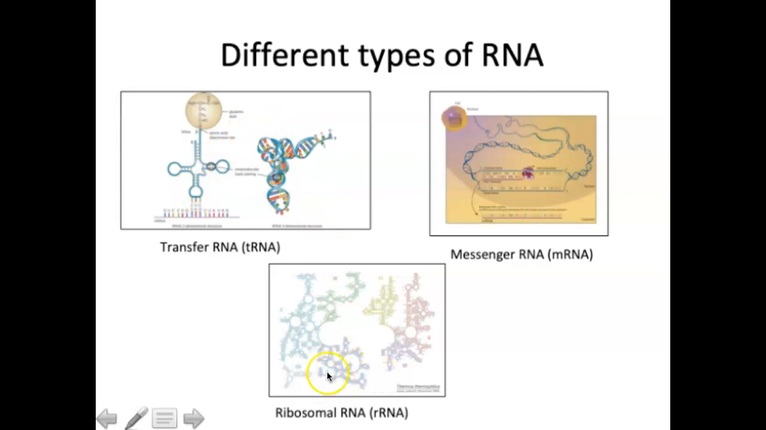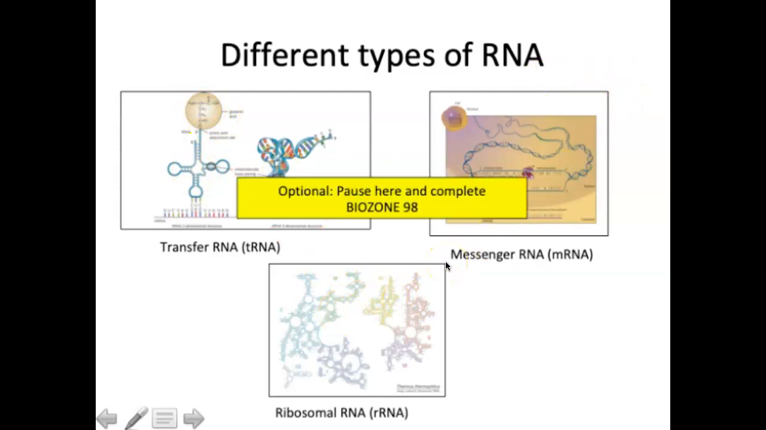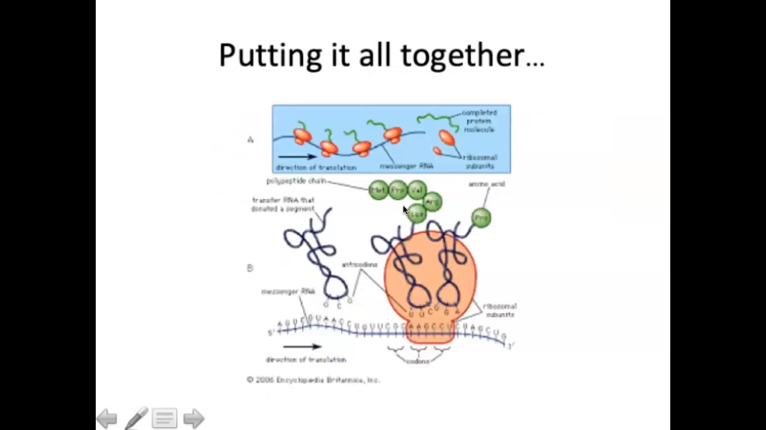And then the ribosomal RNA almost functions more like a protein. It's still that single-stranded RNA molecule, but it folds back up into itself in this really intense, complicated structure that helps to form a ribosome that will read the messenger RNA and take the amino acids with the transfer RNA and build this protein together. So if you're interested, Biozone 98 talks a little bit more about the different types of RNA, and we will put it all together more in Unit 6.4.